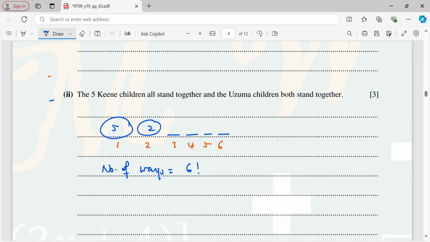That will be 6 factorial. But then don't forget, I still can arrange within the groups. So within the 5 children, I can arrange. That will be 5 different persons, therefore 5 factorial. And for the other 2 children, I still need to arrange. Therefore, at last, I will be getting 172800.